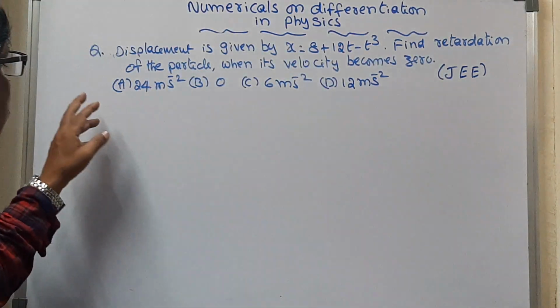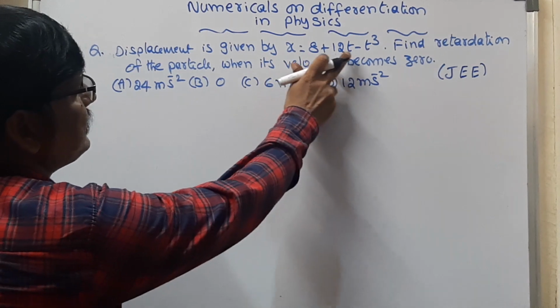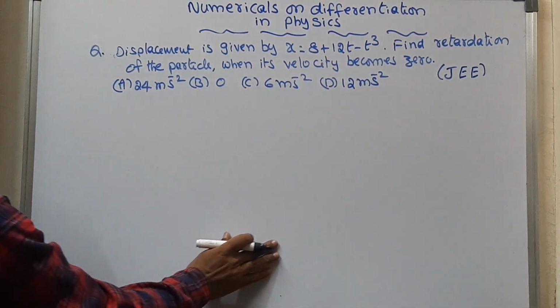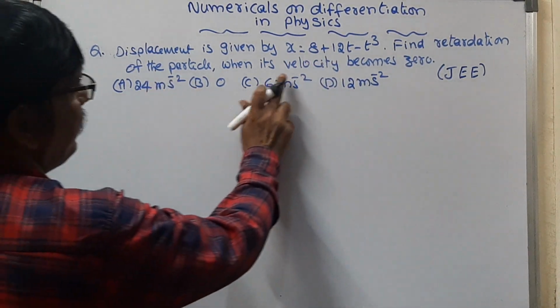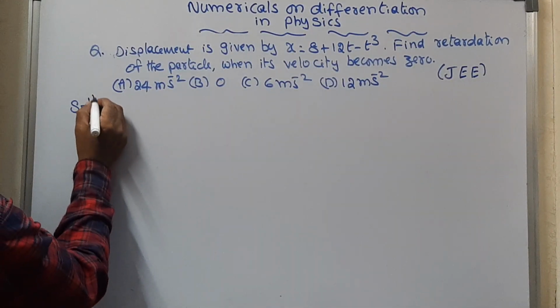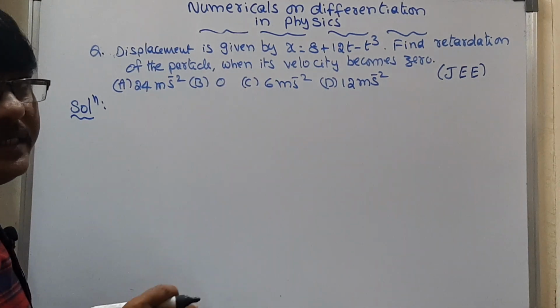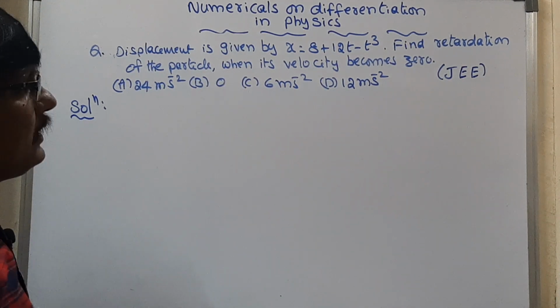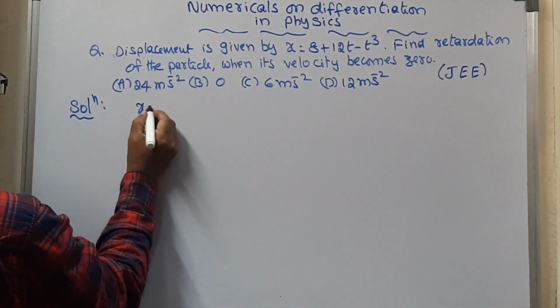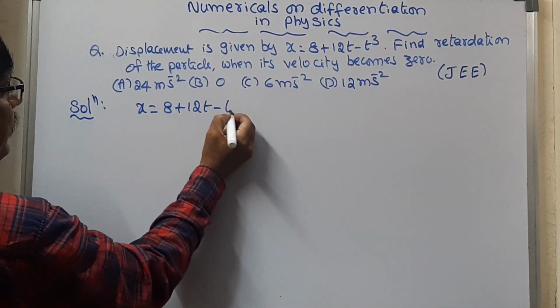See, Nana, once this one: displacement is given by x is equal to 8 plus 12t minus t cube. Find the retardation of the particle when its velocity becomes 0. And see here, the displacement is given. The displacement has been given, x is equal to 8 plus 12t minus t cube.